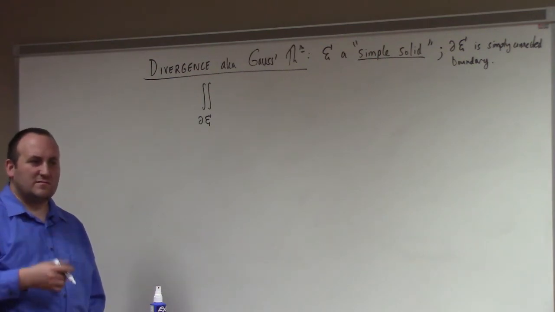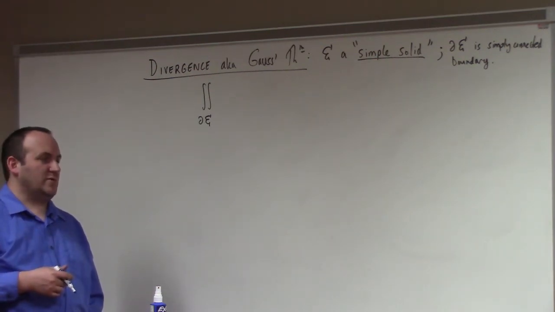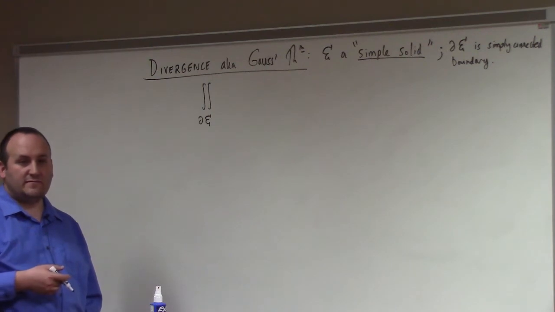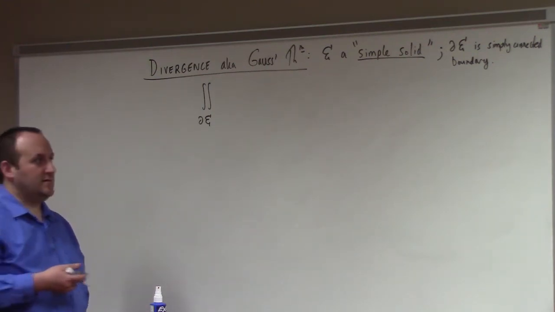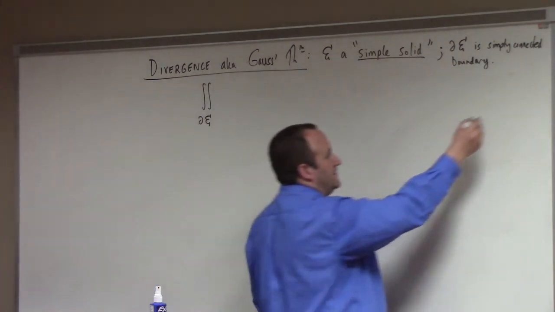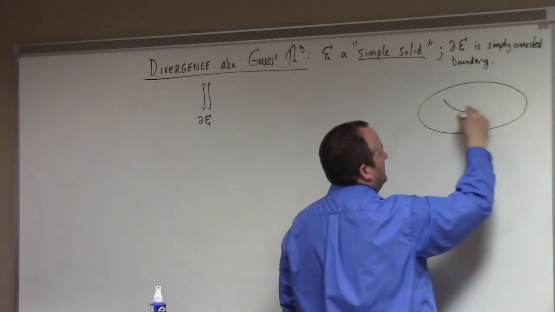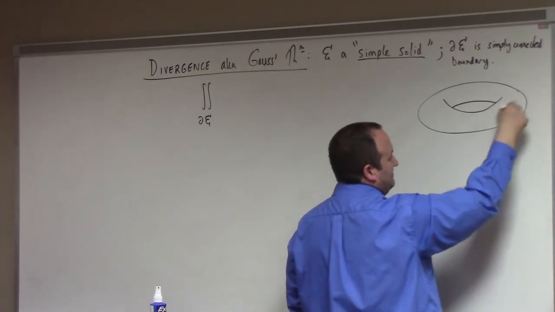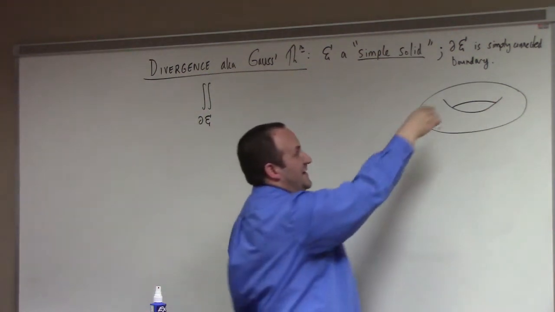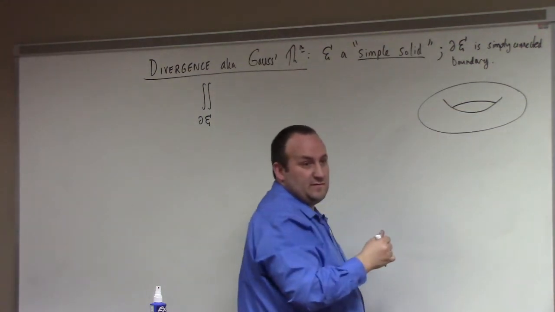So like a ball or a donut would be fine. You might think a donut has a hole in it, but not in this sense. You know what I mean? Like a torus would still be a simple solid. See, inside it, there are no holes. This hole is outside of the torus.